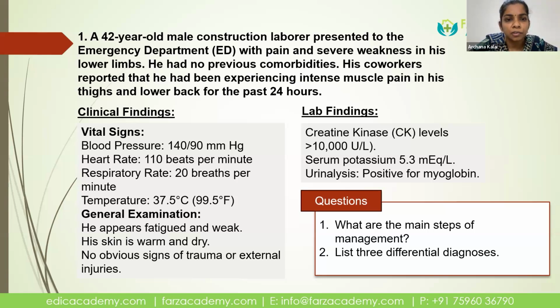A 42-year-old male construction laborer presented to the emergency department with pain and severe weakness in his lower limb. He had no previous comorbidities. His co-workers reported that he had been experiencing intense muscle pain in his thighs and lower back for the past 24 hours. Blood pressure is 140/90, heart rate 110, respiratory rate 20, temperature 37.5 degrees Celsius. He appeared fatigued and weak. His skin is warm and dry. No obvious signs of trauma or external injury. Creatine kinase is more than 10,000. Serum potassium is 5.3. Urine analysis showed positive for myoglobin. What are the main steps of management?